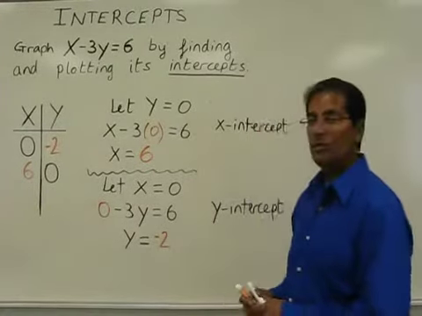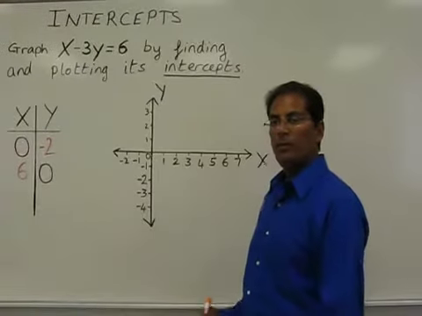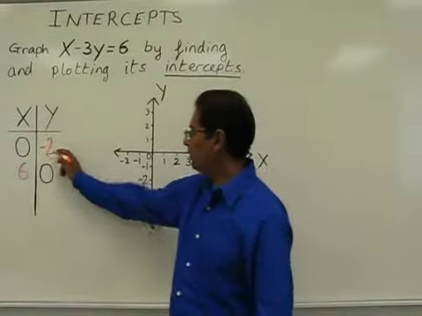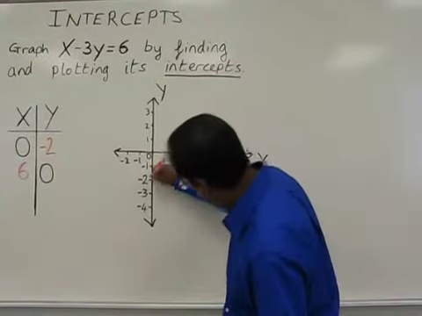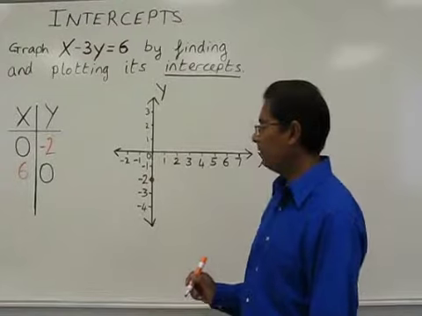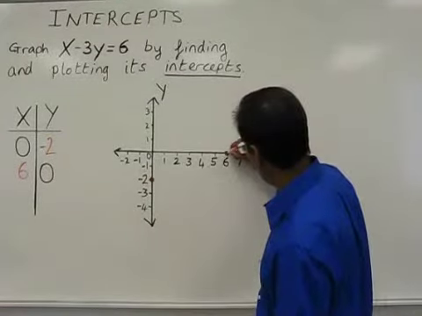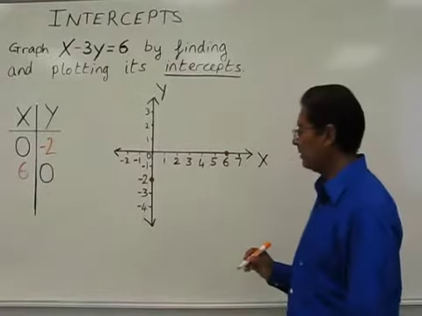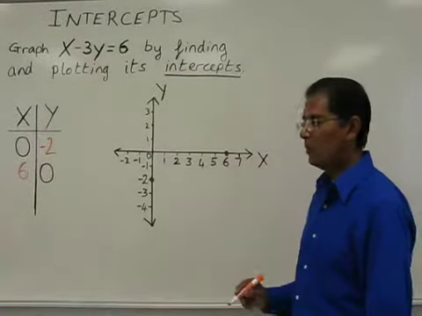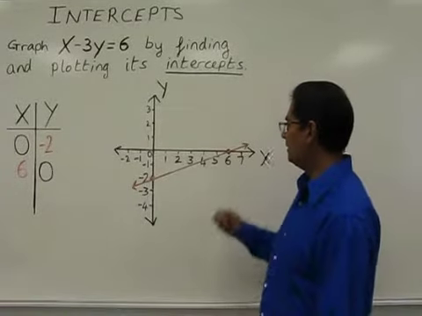And now we have the two intercepts. We can now plot this on the graph. So we plot the point (0, negative 2). That's right here, that's the y-intercept, where x is 0. And the point (6, 0), that's the x-intercept. And then we join up the two points with a line. And so here we have our line.